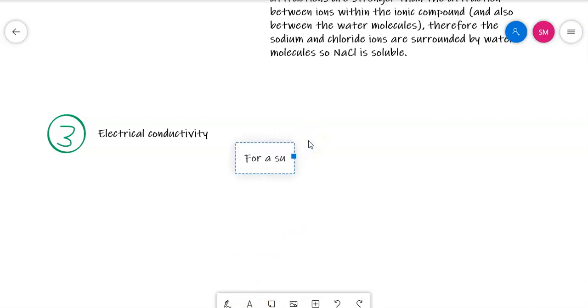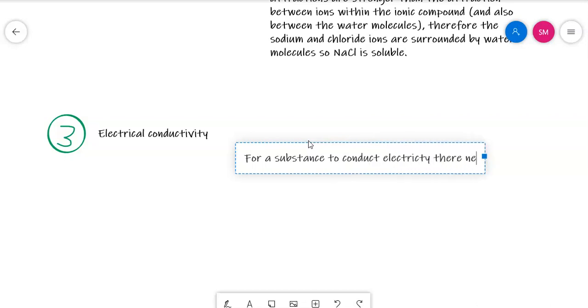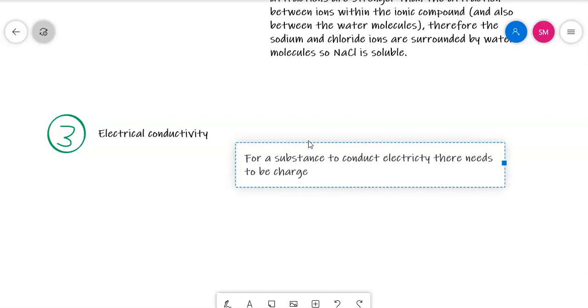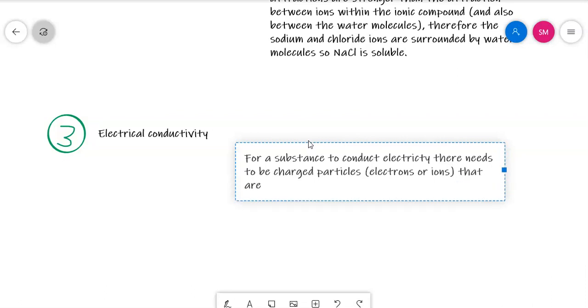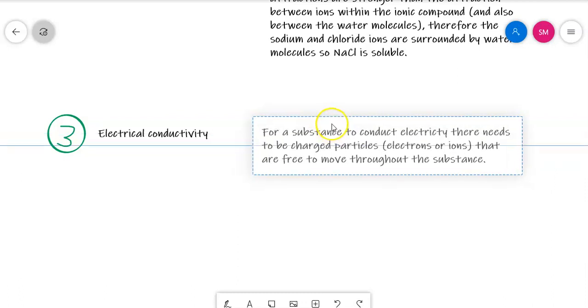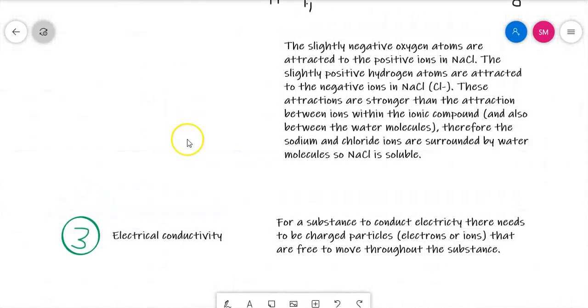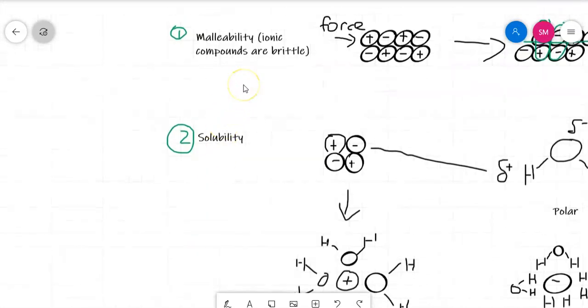So for a substance to conduct electricity, there needs to be charged particles. Charged particles can be either electrons or ions, free to move throughout the substance. So we'll have a look at the structure of our ionic compound.